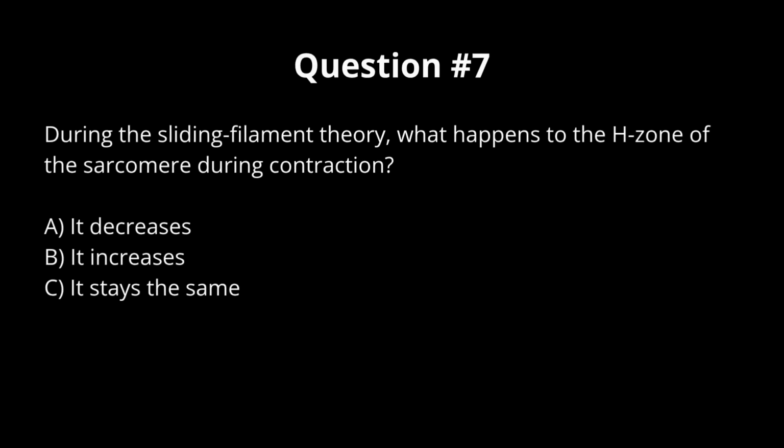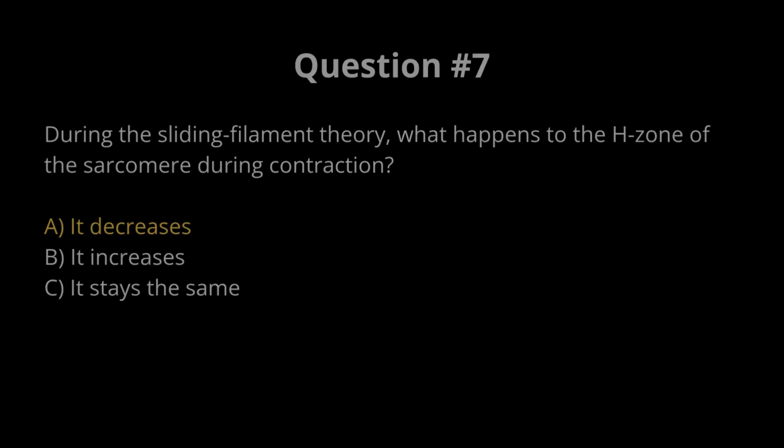Question number 7. During the sliding filament theory, what happens to the H-zone of the sarcomere during contraction? A. It decreases. B. It increases. C. It stays the same. The correct answer is A. The H-zone decreases as actin filaments slide toward the sarcomere's center.